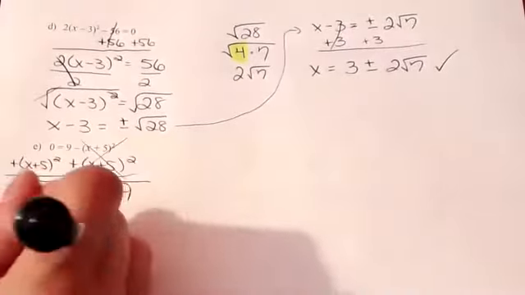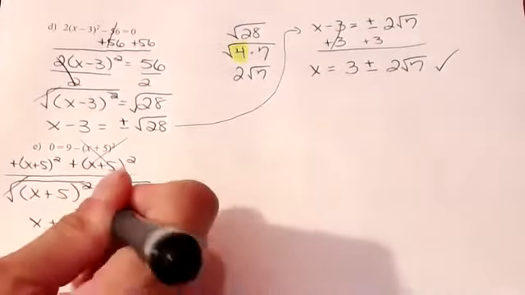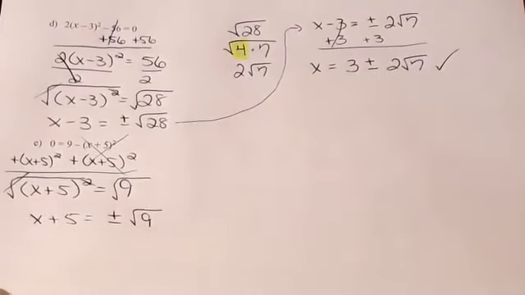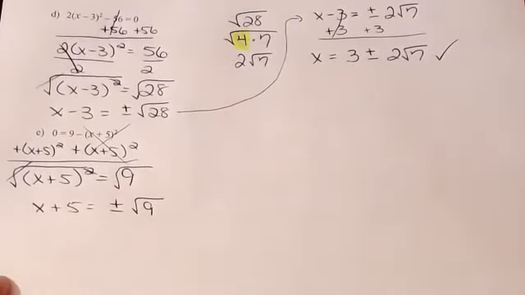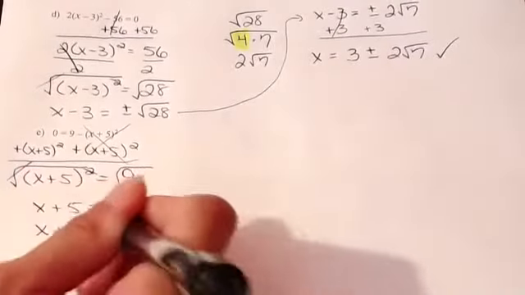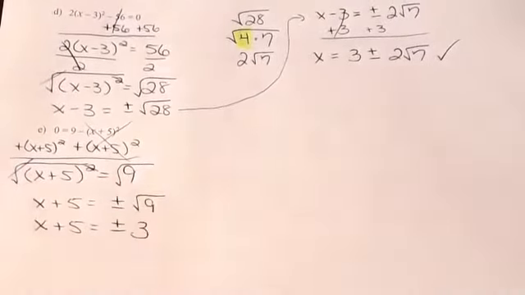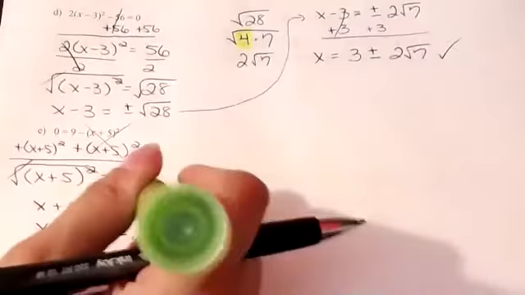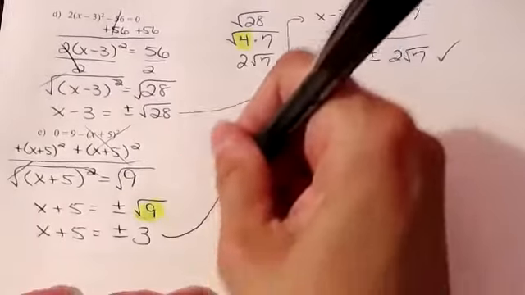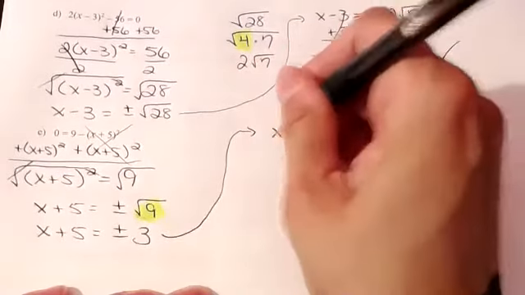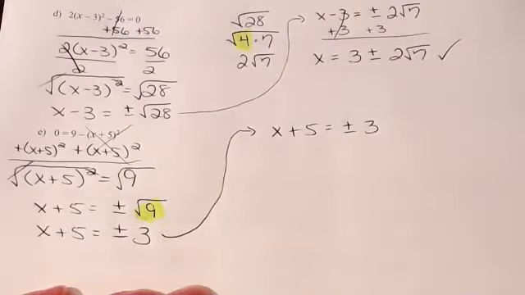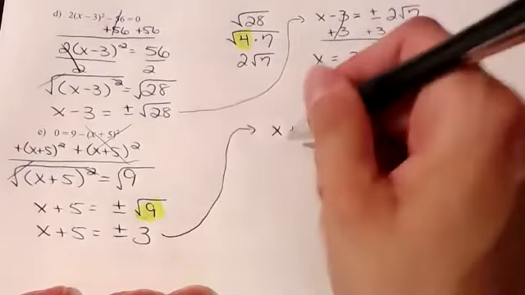That leaves me with x plus 5 is equal to plus or minus square root of 9. Well, we know what square root of 9 is. Square root of 9 is 3. So we are left with x plus 5 is equal to plus or minus 3. So let's go ahead and rewrite this just so I can see what's happening. x plus 5 is equal to plus or minus 3. Now I'm going to subtract 5 to get x by itself.